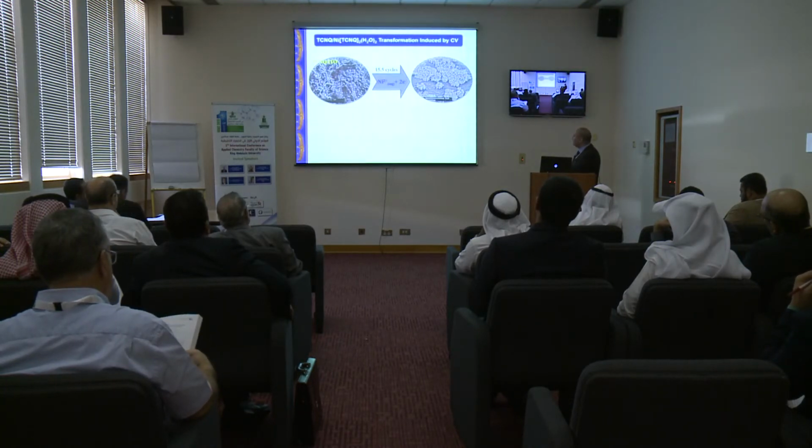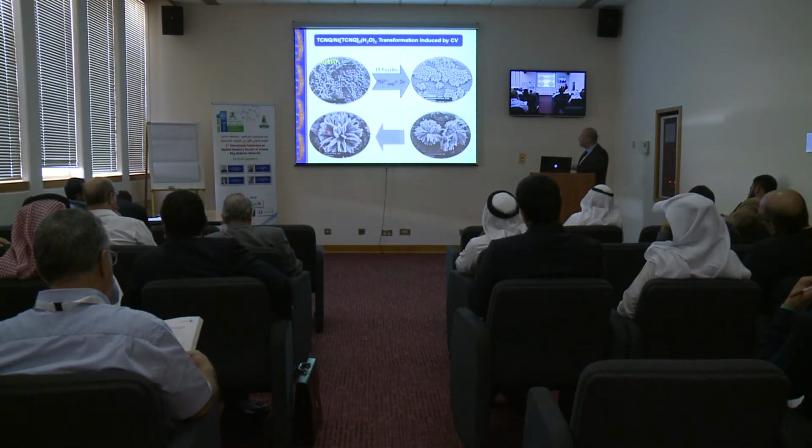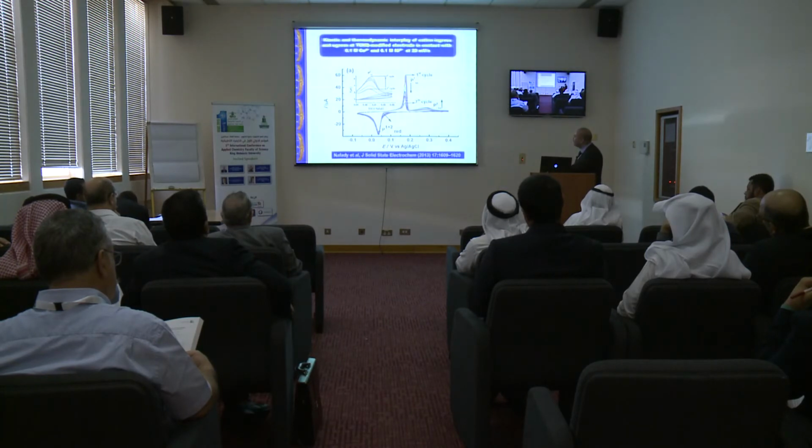Now, how do we make this flower-like structure? So we just dip this kind of electrode into a solution of nickel, applying a potential. And we cycle that potential for 15.5. You're getting this kind of features. When you start to look at it under a higher magnification, you can see it is flower-like structures.